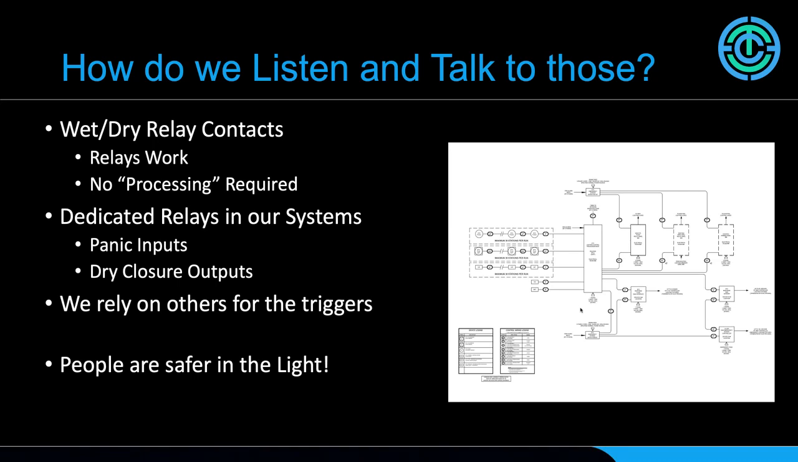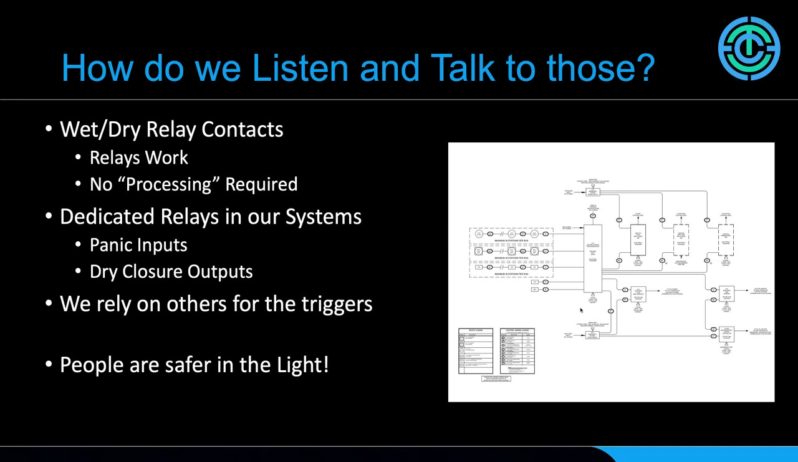We also have the ability to give dry closure outputs out of most of those devices for downstream slaving, where we can pick up multiple devices downstream of our power panels and slave off of them. We rely on the triggers from others for the fire alarm notification or panic notification. And there's, again, many different ways of skinning a cat when it comes to this, but we always seem to be relying on the fire alarm system or the building emergency power system for giving us that notification.